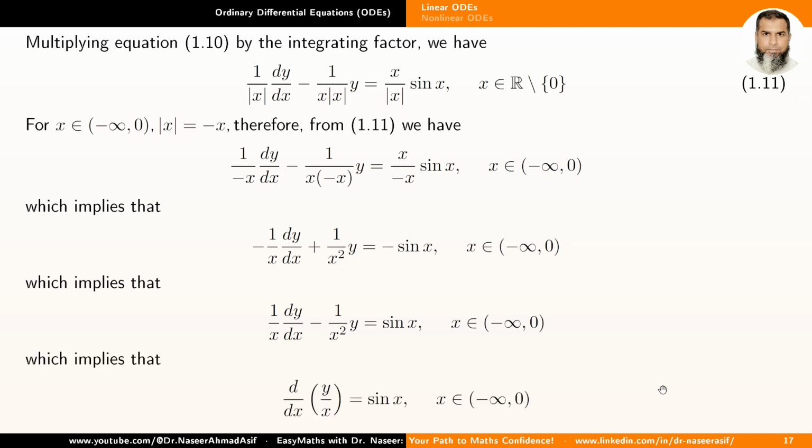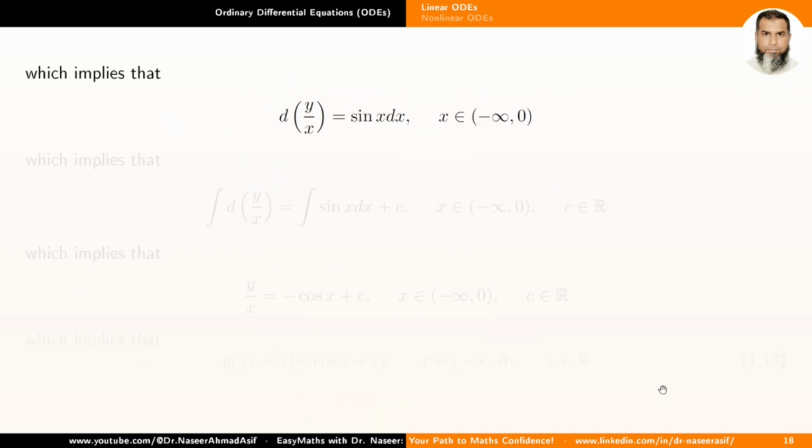So d by dx of y by x is equal to sin x, where x belongs to the open interval minus infinity to 0. So we have d of y by x is equal to sin x dx, where x belongs to the open interval minus infinity to 0.